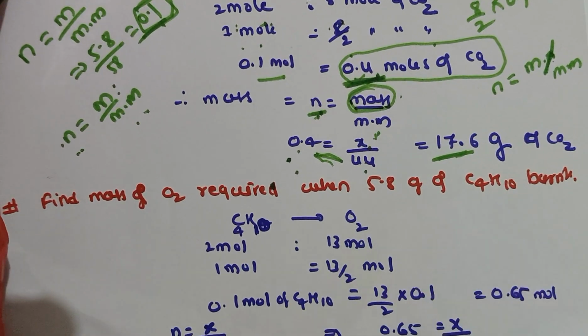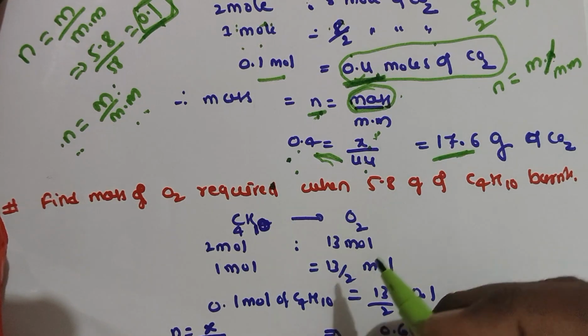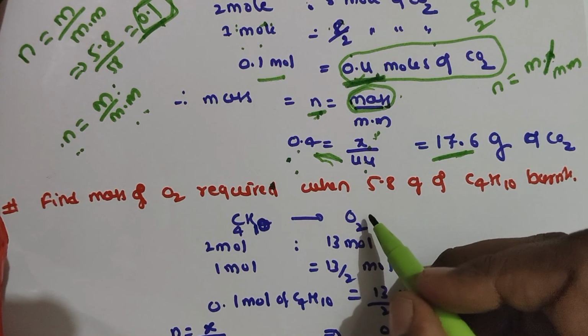Yes, sir. Next, we have to move towards the next method. Find the mass of O2 required when 5.8 gram of butane is burnt. For the same equation, here we can calculate the mass of O2.